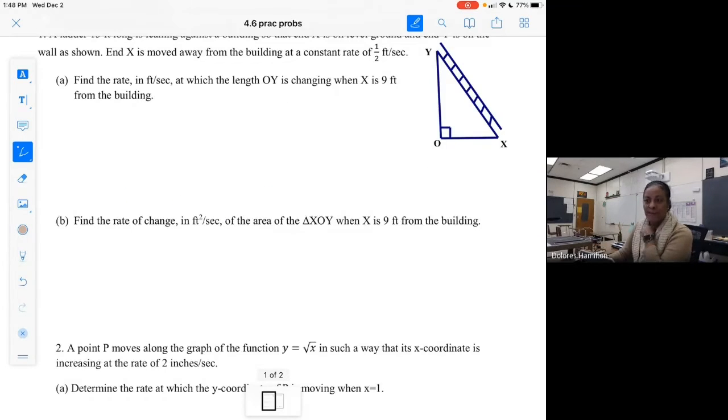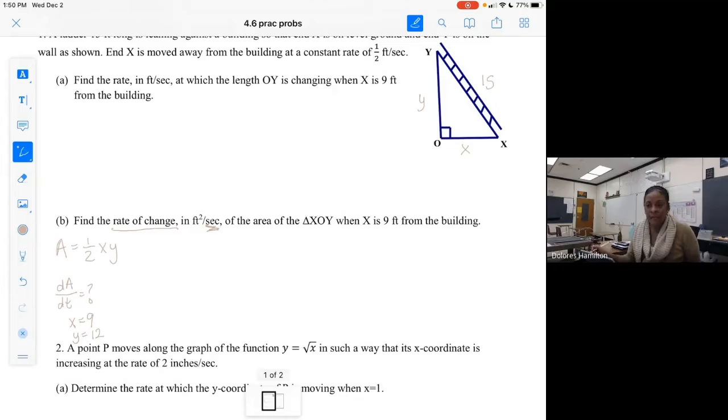Let's look at B. So now they're asking us, let's find the rate of change in feet squared per second of the area. So now we're no longer using our Pythagorean theorem to tie this in, because they're asking us to find the rate of change, with respect to time, of the area. And I know that area is 1/2 base times height. Oh, I erased. So here, I know my A is equal to 1/2 xy. They're asking us to find dA/dt, the derivative of the area with respect to time.